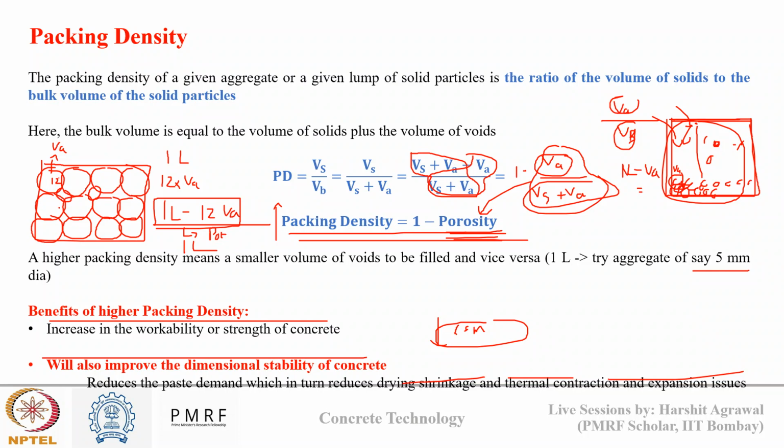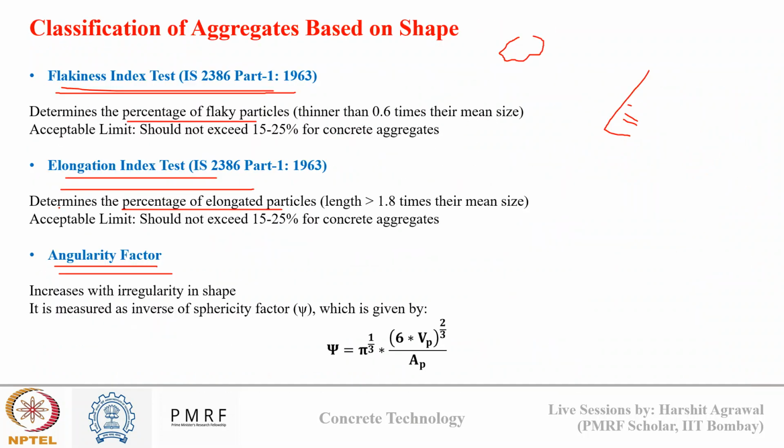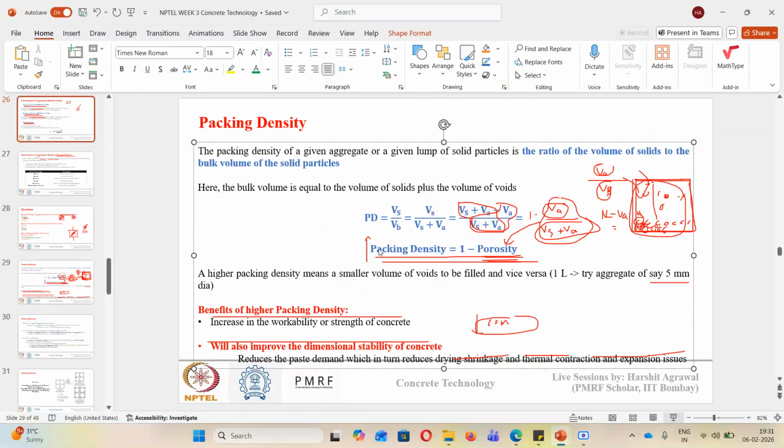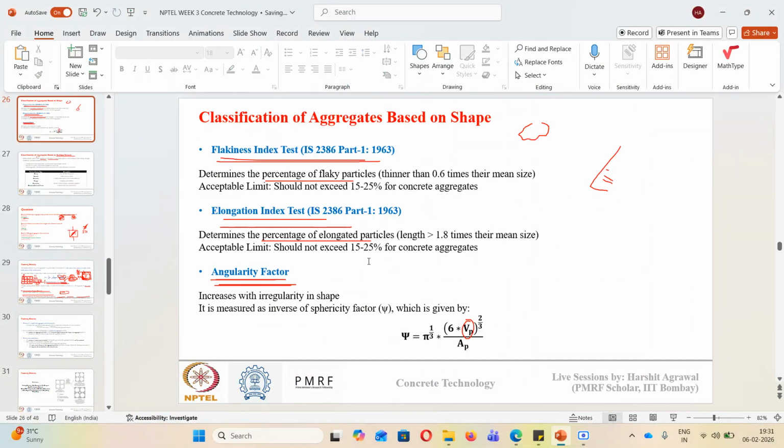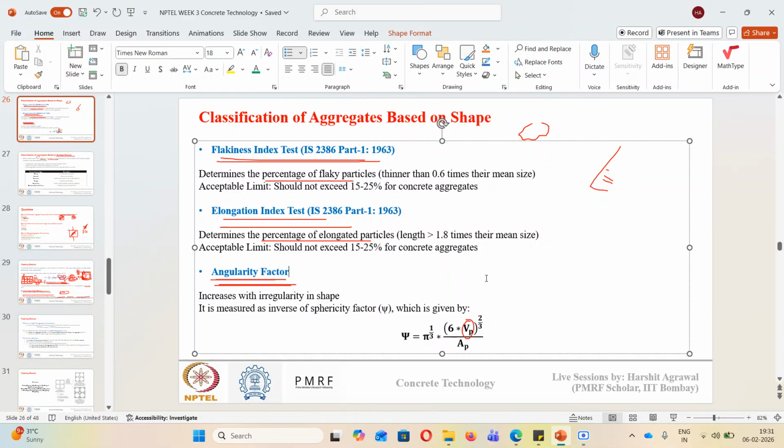Okay, so generally there is one test that is known. Like here we talked about angularity factor. So in angularity factor, there is one term of volume of aggregate also. So how can we determine volume of aggregate? Simply by one method, which is known as the water displacement method, by Archimedes principle.